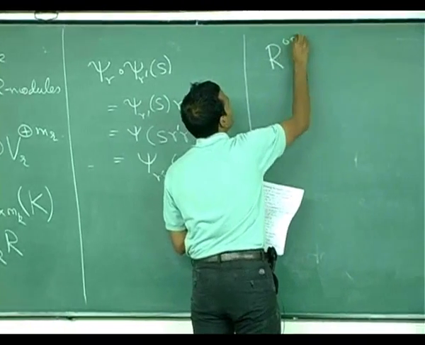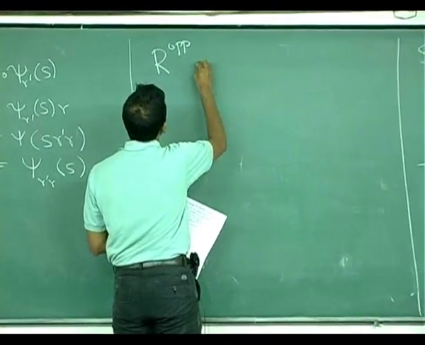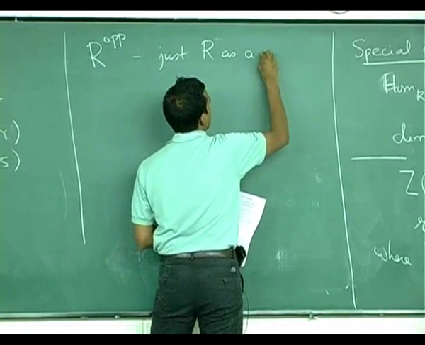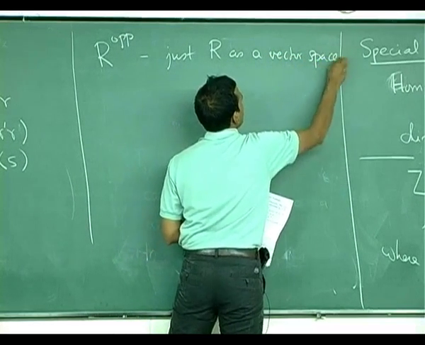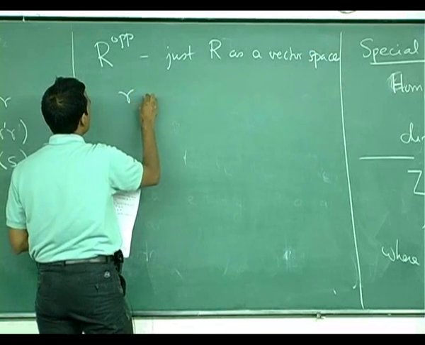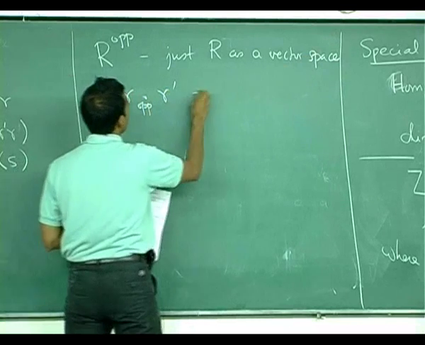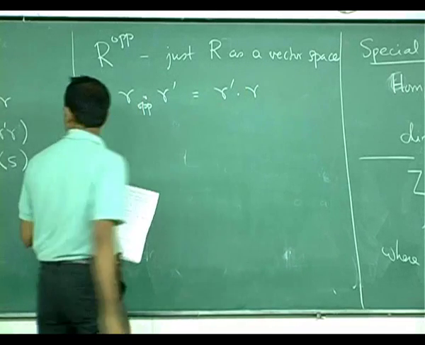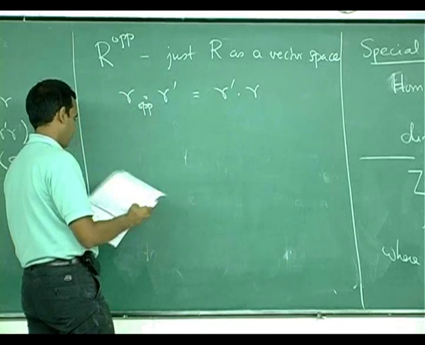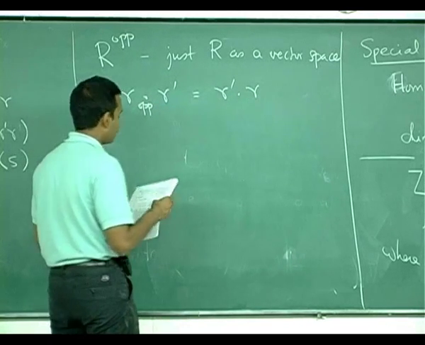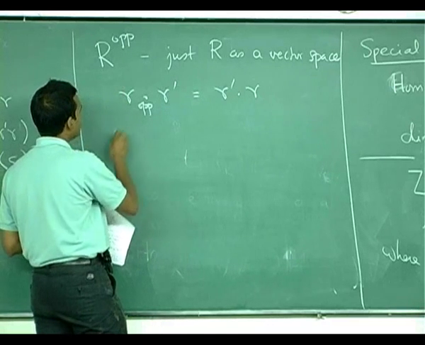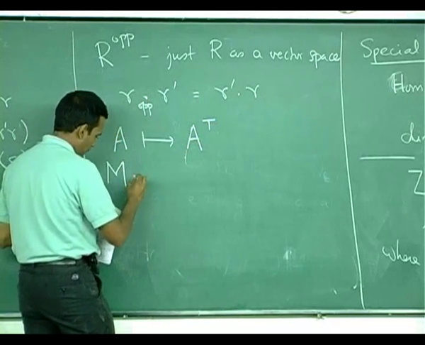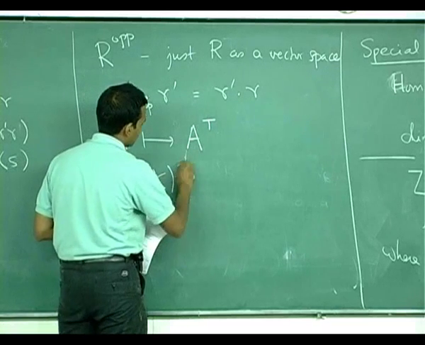So you have this thing called the opposite algebra. As a vector space, this is just R. But the order of multiplication is reversed. So r times r prime in the opposite algebra is r prime times r in the original algebra. For a matrix algebra, this doesn't matter. If you just take A goes to A transpose, this is an isomorphism from a matrix algebra to its opposite.